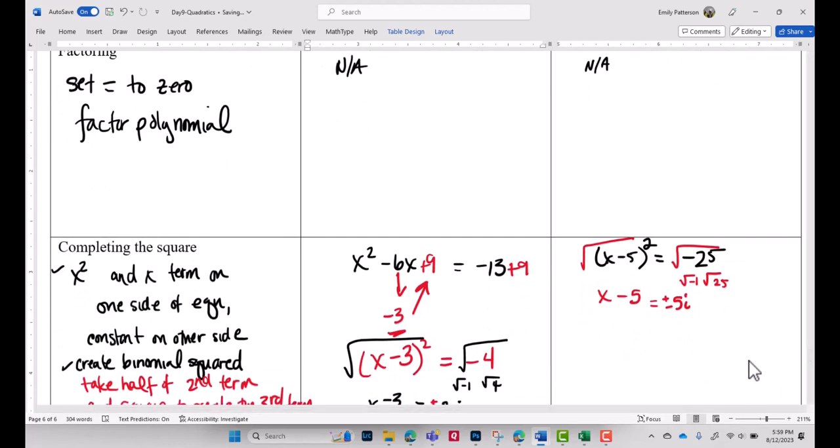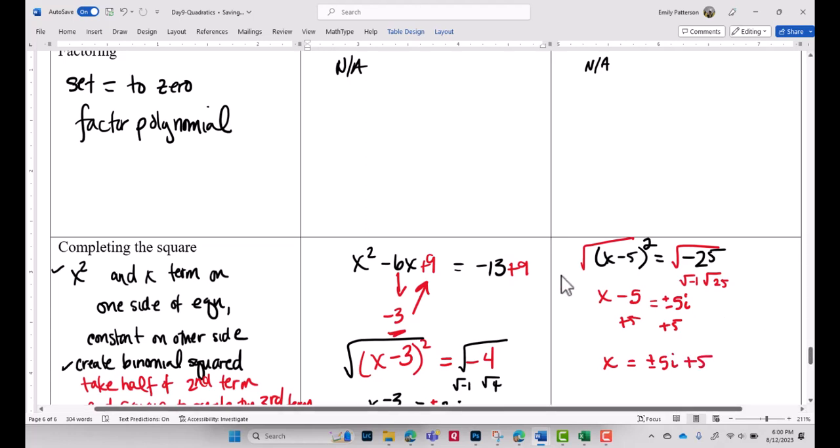And then to isolate x, I'm going to add the 5 to both sides. Remembering again that you cannot combine your imaginary numbers with your real coefficients, real constants, excuse me. So you're going to say it's positive negative 5i plus the 5, and that's going to be your final answer.